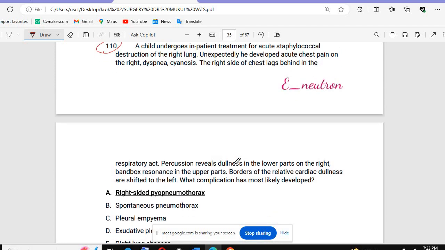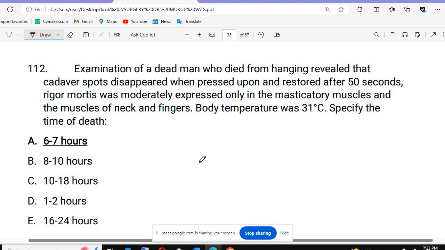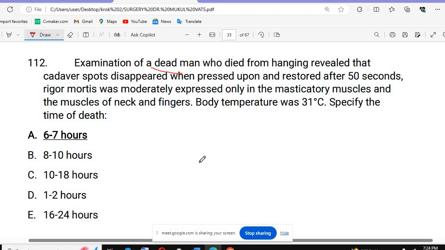After that, these questions you will do: bandbox right side pneumothorax. After that, the next questions I told you already yesterday. Then the examination of the dead who died from hanging. Now see this question. This question is from forensic medicine. There is a dead man who died from hanging. The examination revealed that cadaver spots disappeared when pressed upon and were restored after 50 seconds. Rigor mortis was moderately expressed only in the masticatory muscles and the muscles of the neck and the finger. Body temperature is given. Specify the type of death.